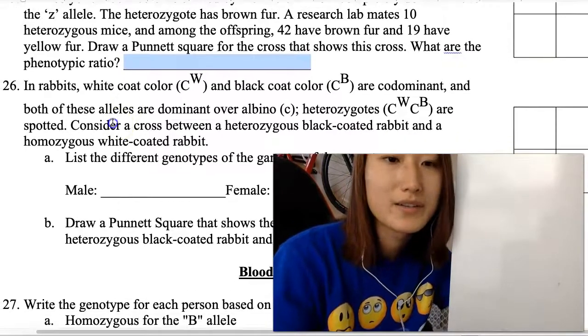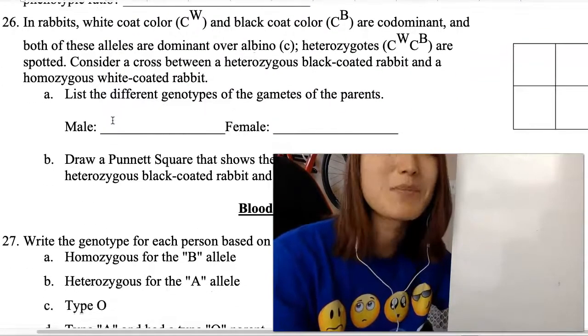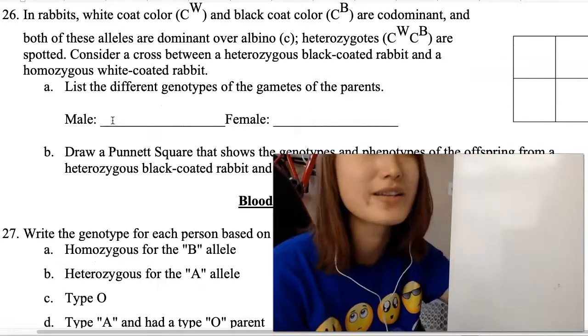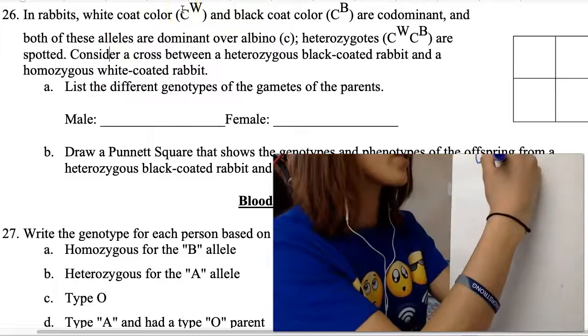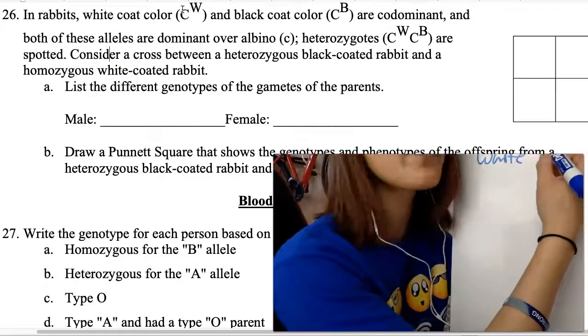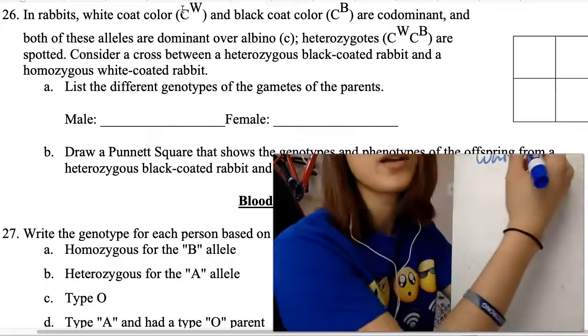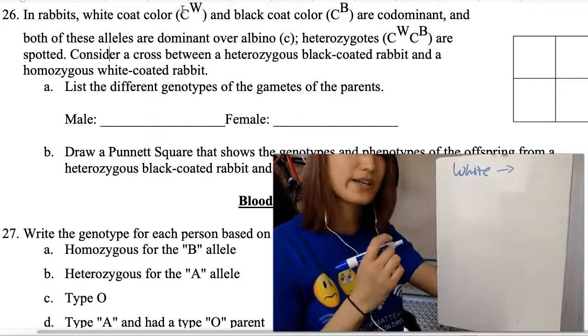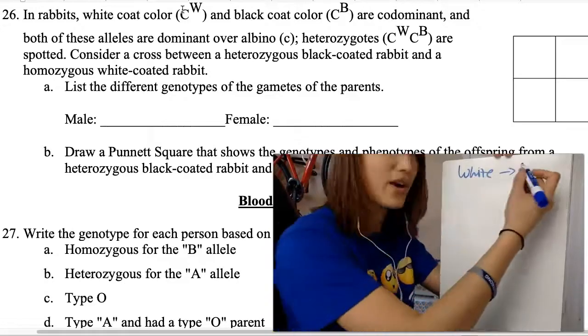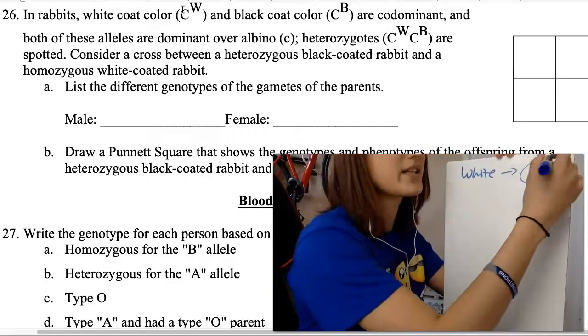Non-Mendelian genetics. Now we're looking at rabbits. We have white coat for CW. So it's always good if you have enough time, or even if you don't, it really doesn't take that much time. It will ensure that you will always get the question right. As you can see, even I'm writing it down, and I've done plenty of this, right? We have white for big CW.